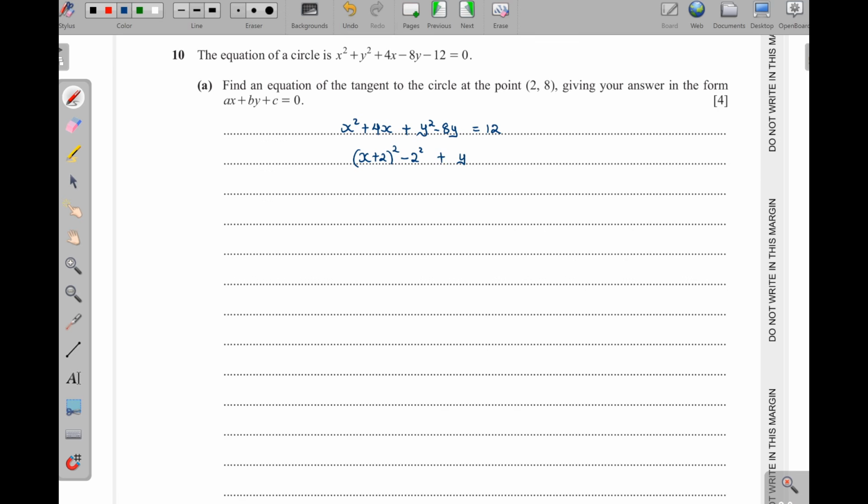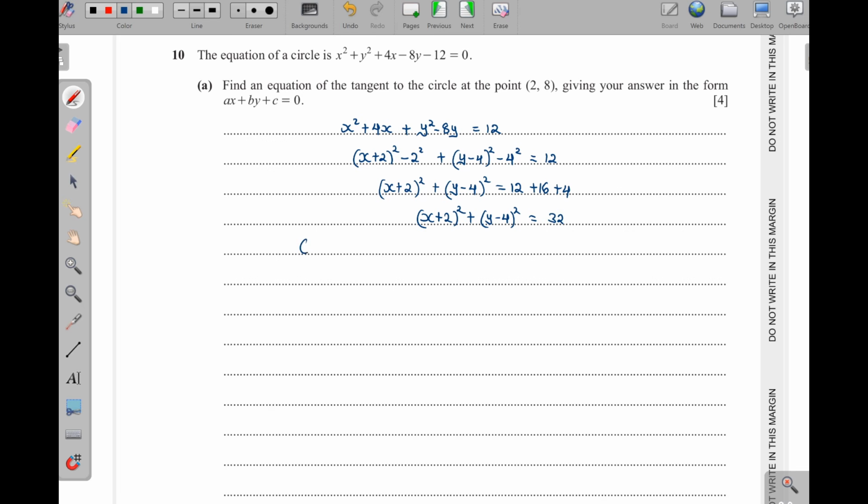And then here, 8 divided by 2, that's a negative 4. Then you pop it out here as a square. Then this one will be equal to the 12. So meaning we shall have x plus 2 squared, plus y minus 4 squared. This will be equal to 12, plus 4 squared, which is 16, then 2 squared is 4. So this is 20, plus 12, isn't that 32? So that means we have this one here, which is equal to 32.